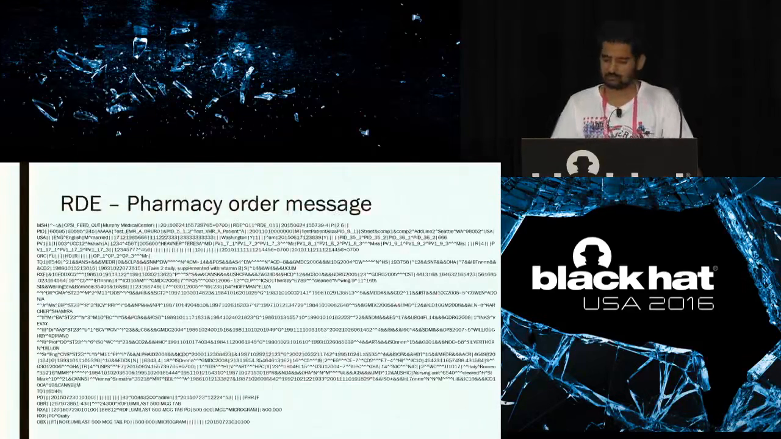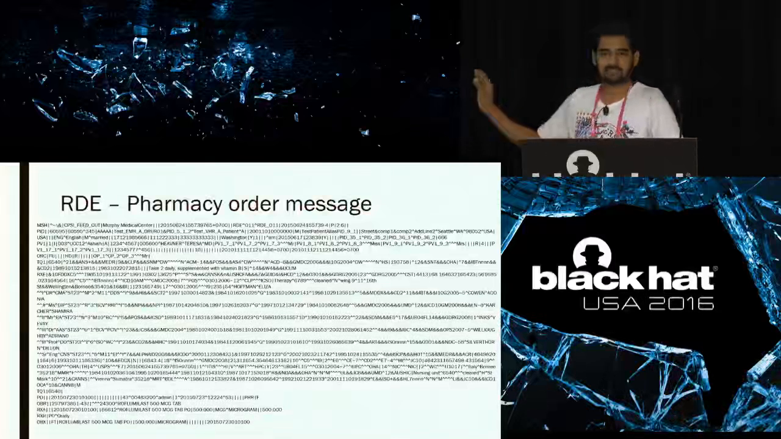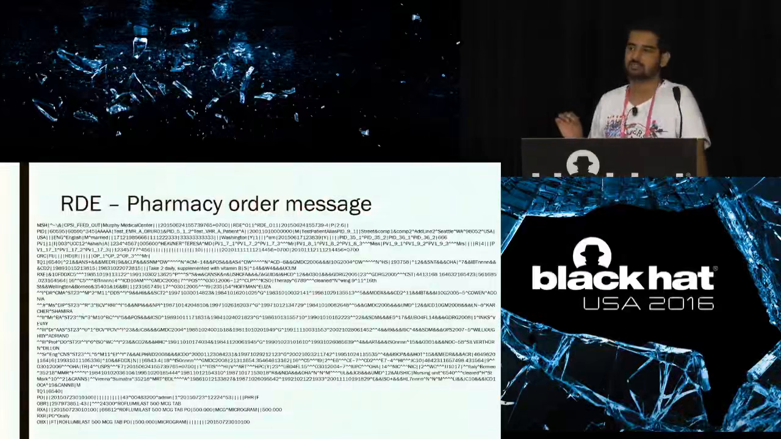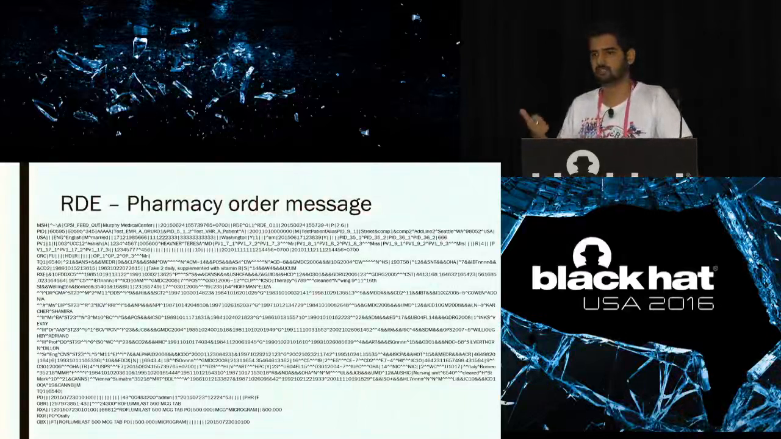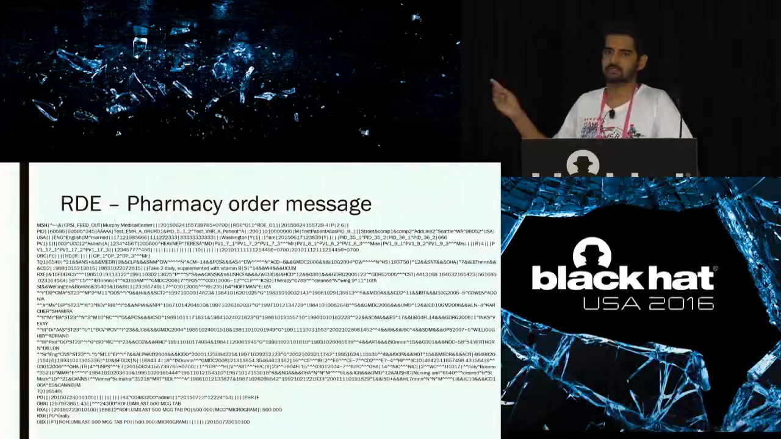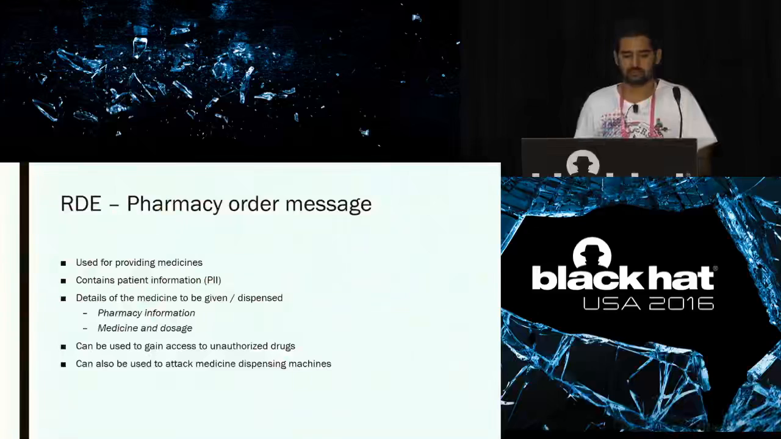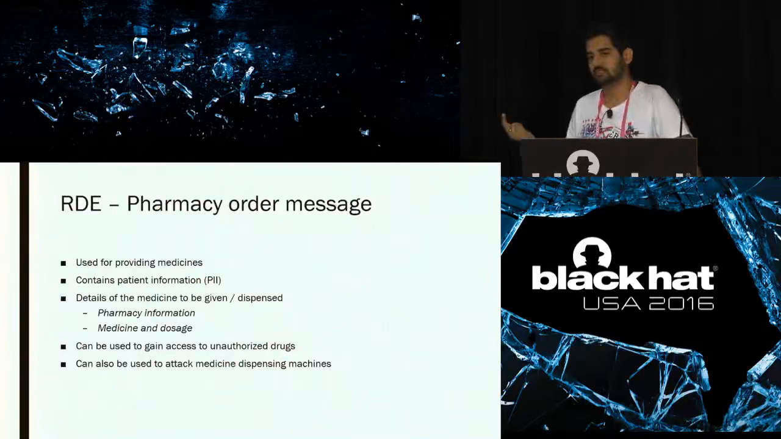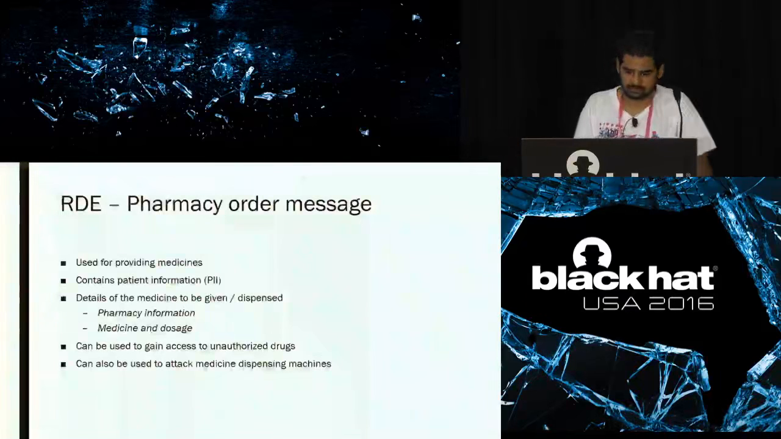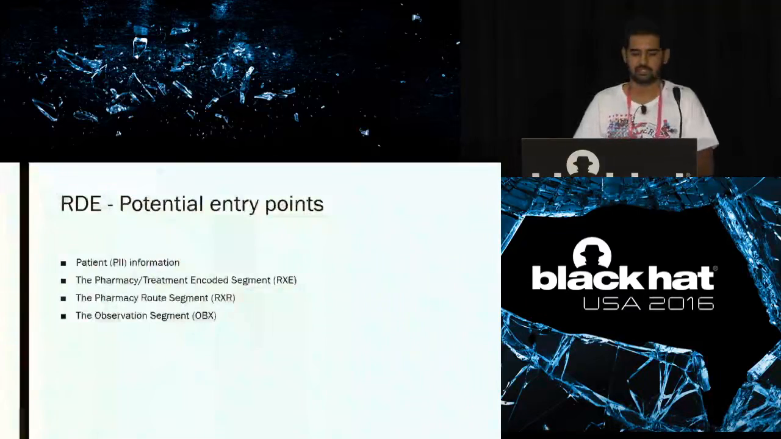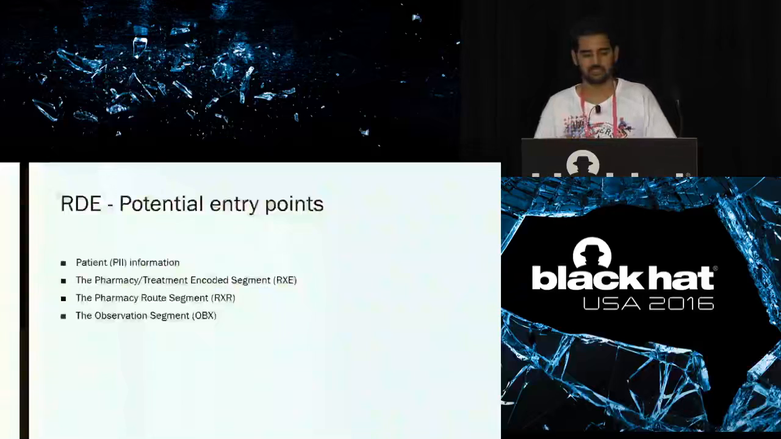All right, so we have another final one. This message is responsible for gaining access to medicine. If you prescribe any drugs, this is the message that is sent. It is used for providing medicines. If you gain access to these messages, you can change the dosage, change the dose as well. So you can gain access to non-prescribed drugs, change someone else's, harm someone. Again, potential entry points include PII, pharmacy, the root segment, and the observation segment. That is it. That is all you need to know about these messages.